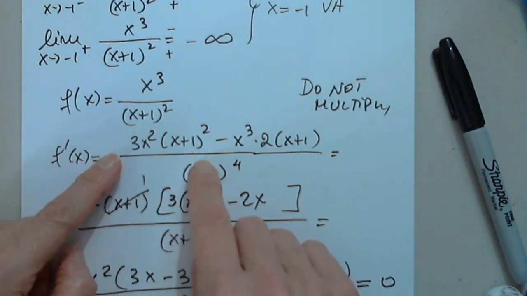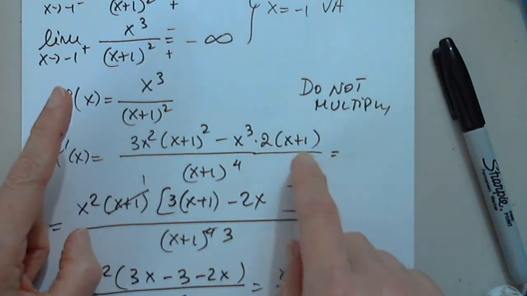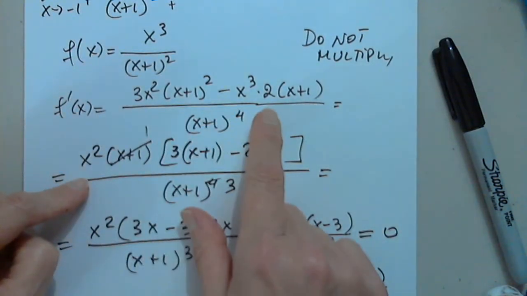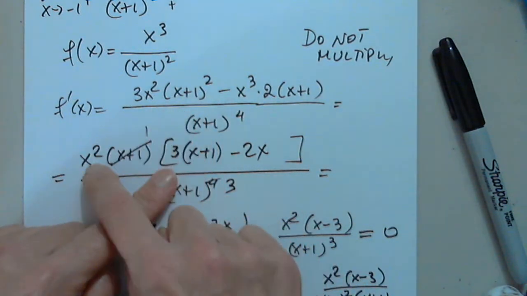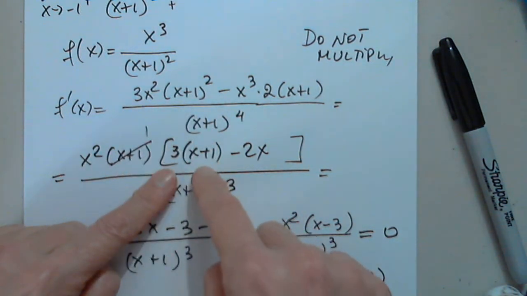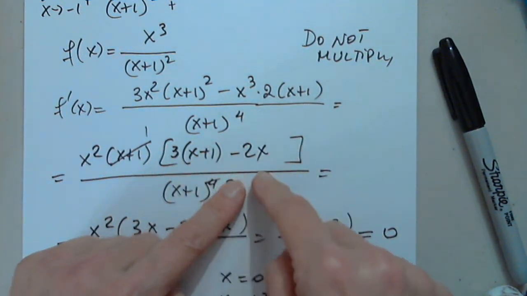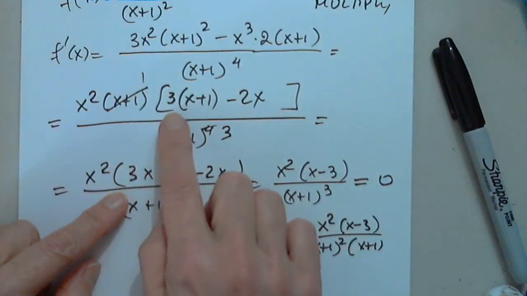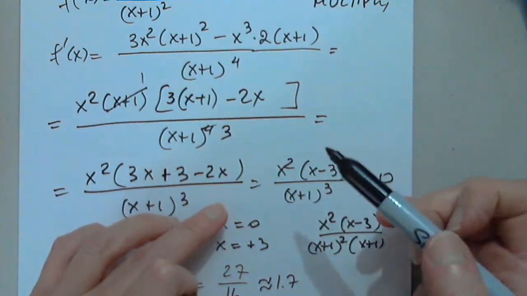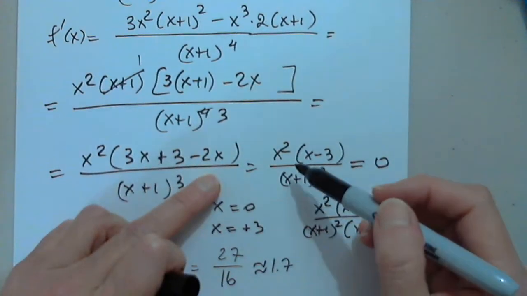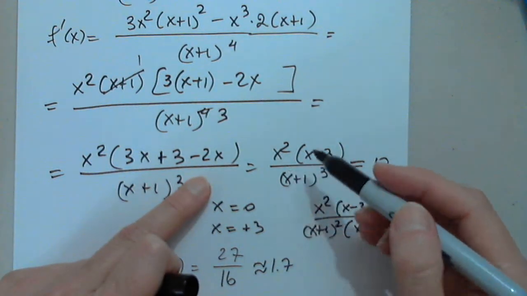So 3x squared, x plus 1 squared minus x cubed times 2 times x plus 1, over this. That's correct. I factor out x squared, yes. I factor out x plus 1, yes. So this is out, 1 is out, 3 is correct. X squared is out, x plus 1 minus 2x. 3x, okay, so 3x plus 3 minus 2x. So I have x squared, that's why. Then I have x plus 3.